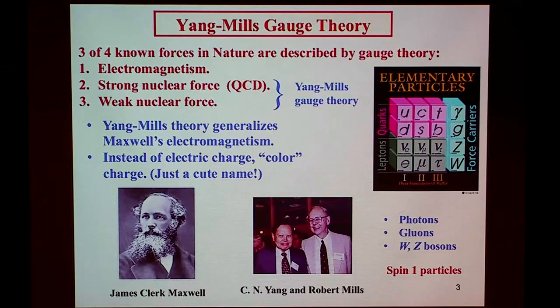There's Yang and Mills. And we have here the elementary particles. So there's the quarks, the leptons, the electron, neutrinos. There's 3 generations. The force carriers, there's the photon, the gluon, the Z boson, the W boson.